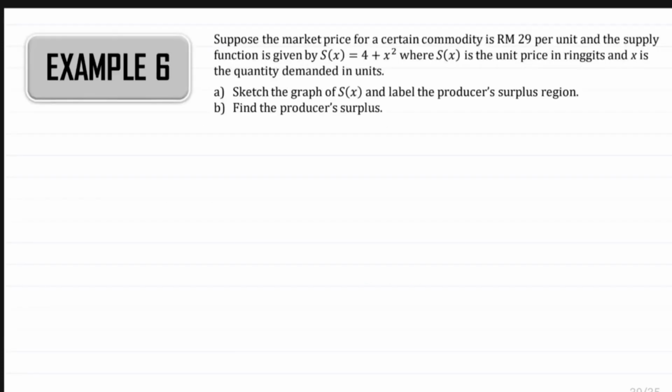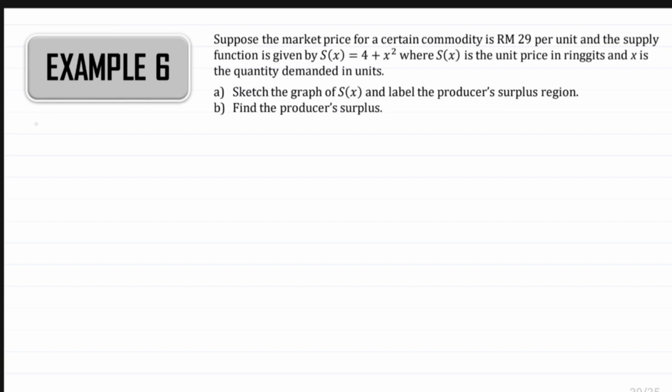We go to example 6. Suppose the market price for a certain commodity is RM29 per unit and the supply function is given by S(x) equals 4 plus x squared, where S(x) is the unit price in ringgits and x is the quantity demanded in units. A. Sketch the graph of S(x) and label the producer surplus region. And next, find the producer surplus.